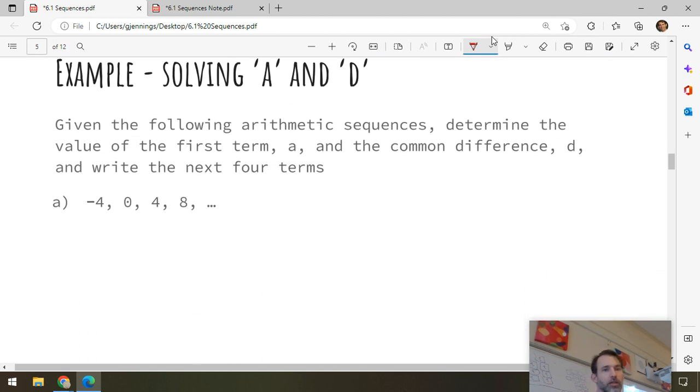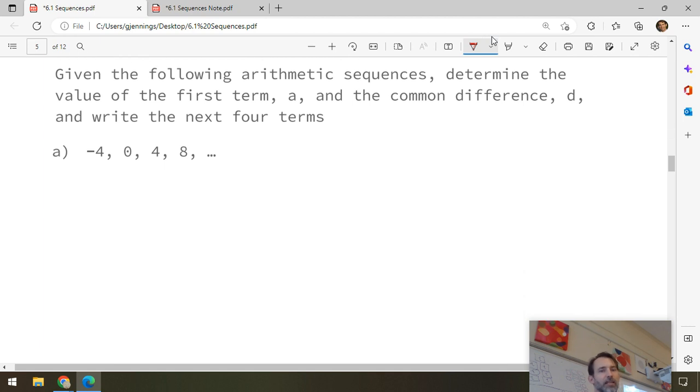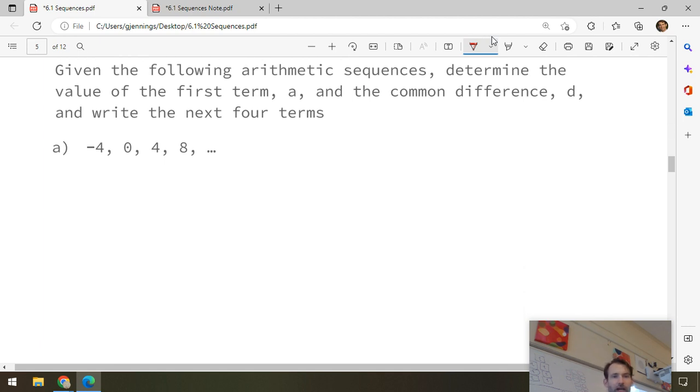Let's use it. So here, let's find A and D for this example, which you have down there. So my A is my first term. So here T1 is minus 4. So A equals minus 4. That was easy. And then D. D equals T2 minus T1. Let's substitute in. Or can you just look at that and tell me what D is?